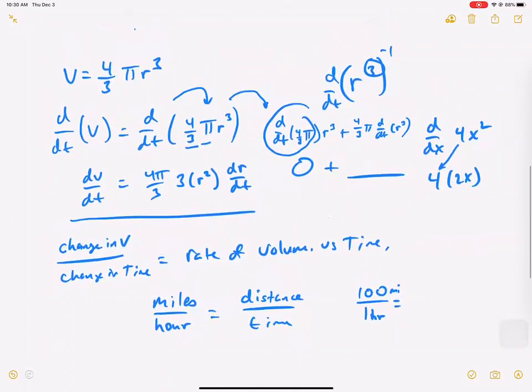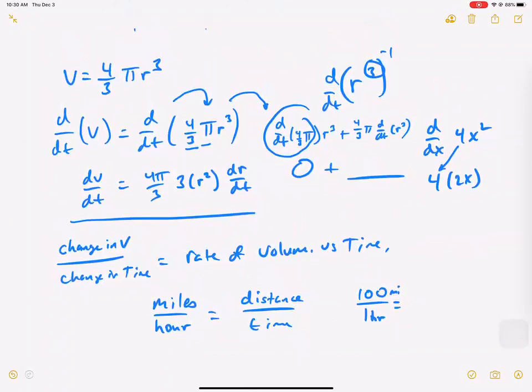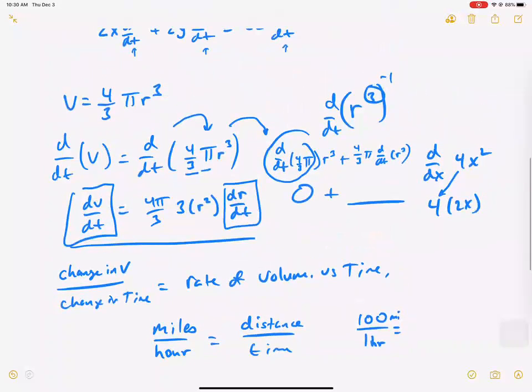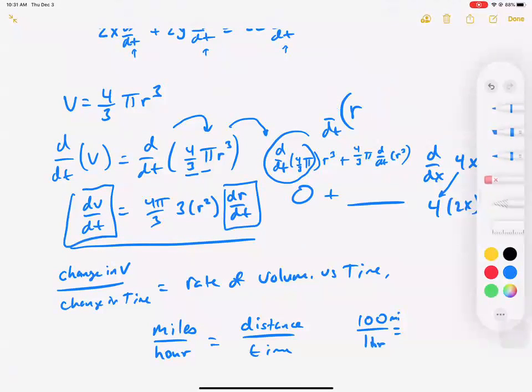So what we're doing here is if I ask you, what is a change in volume over time? That's dV/dt. What do you think dr/dt stands for? Change in radius over change in time. That's it. It's the speed at which your radius is changing. So the cool thing about this is, let's go ahead and give you a small illustration of what really is going on here.